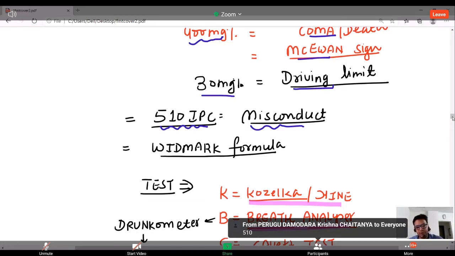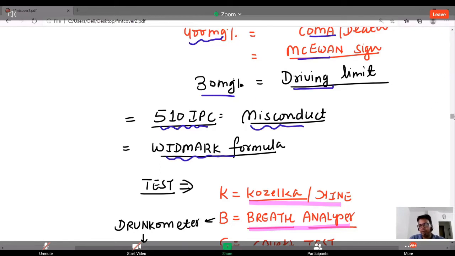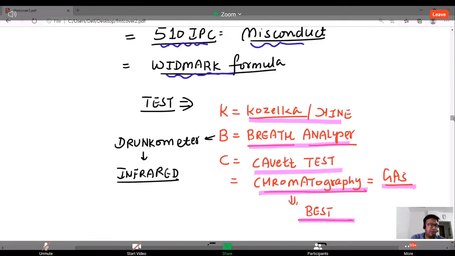For ethanol, we use a formula that is known as the Widmark formula. There are some tests for ethanol. KBC: K for Kozelka and Heine test, B for breath analyzer test, C for Cavett test, and C for chromatography. These are the methods known as tests for ethanol.